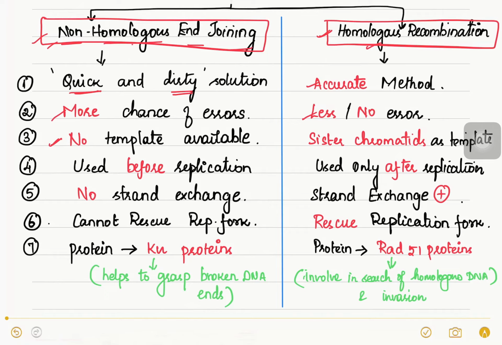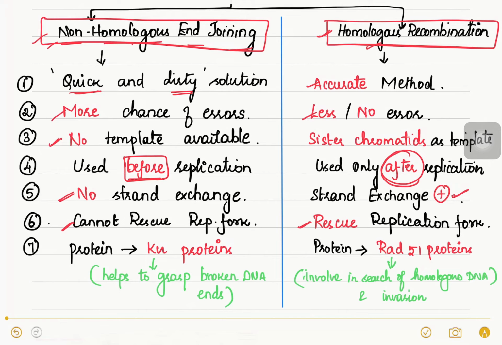The third is that in non-homologous end joining, it didn't use any available template. It has just ligated the broken ends. Yes or no? But in homologous recombination, it has used the sister chromatids. Hence, from this point, we will understand one thing, that non-homologous end joining occurs before replication, but homologous recombination occurs after replication. And also in non-homologous end joining, there is no strand exchange. It didn't use anything, so there won't be any strand exchange present. But in homologous recombination, it has used the sister chromatids, and hence strand exchange has occurred with the sister chromatids. The next point is that it cannot rescue the replication fork.